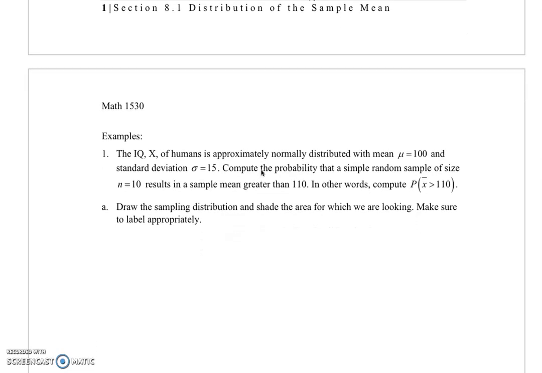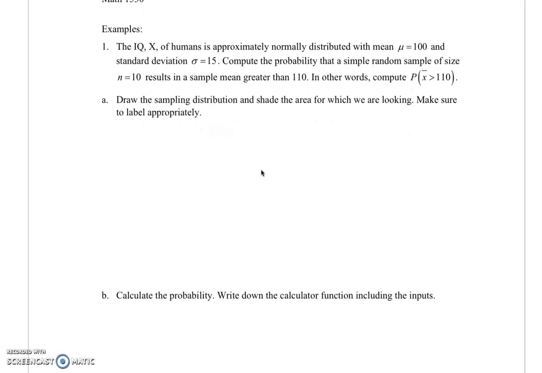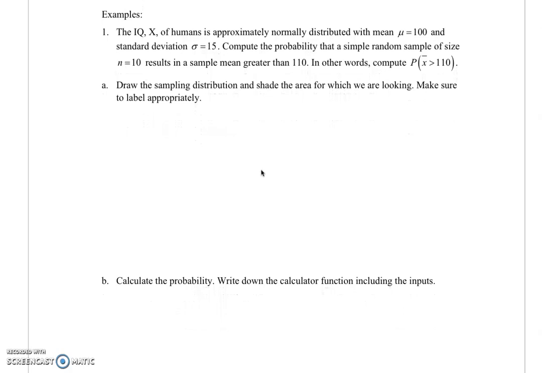Well, we can use this to find probabilities of samples of more than one individual. So for example, if the IQ of humans is approximately normally distributed with a mean of 100 and a standard deviation of 15, we can compute the probability that a simple random sample of size n equals 10 results in a sample mean greater than 110. In other words, compute the probability that x bar, the sample mean, is greater than 110.